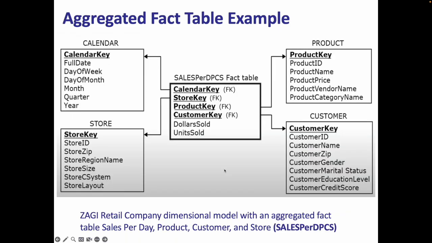Now, maybe you may want to create an aggregated fact table and summarize, for example, your sales by only, let's say, product, customer, store, and day. So you only are interested in product, customer, location, and time, let's say. And then you have these 4 foreign keys here and this information here.